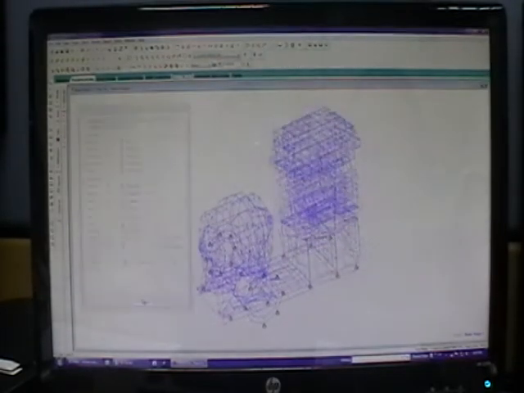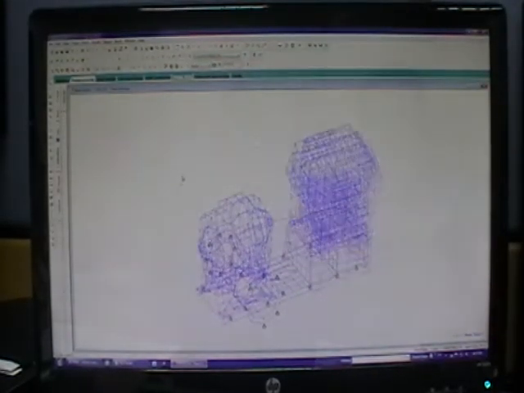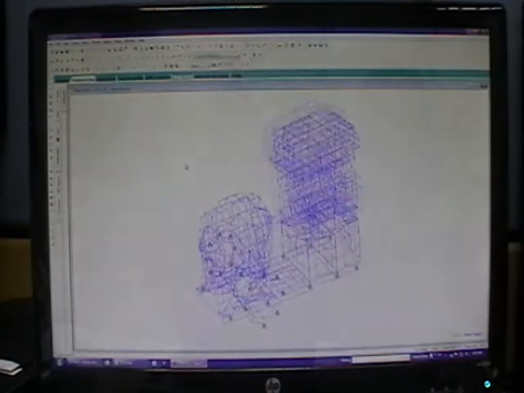This is an example of finite element analysis carried out by ADZAAN Consulting Private Limited.